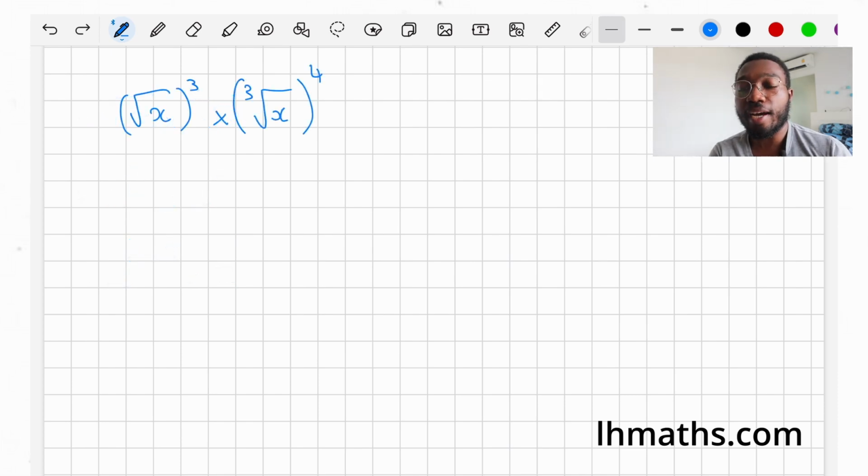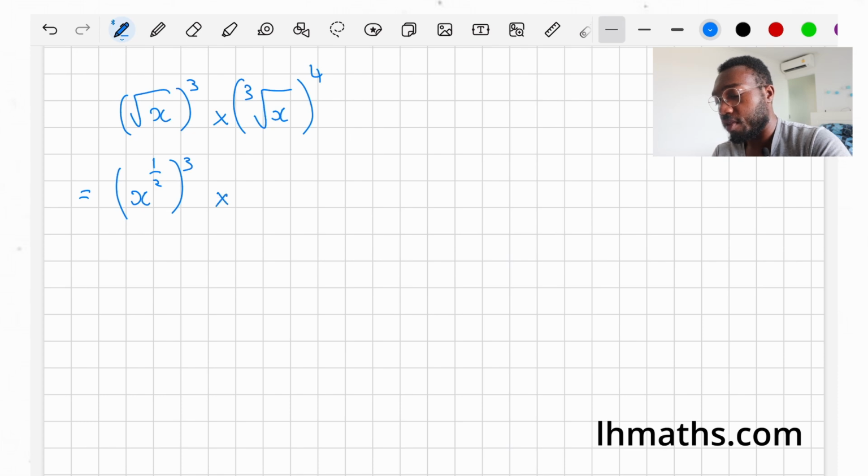Okay, so for this question, we have the square root of x, and that is all cube rooted, and then we also have the cube root of x, and that is all raised to the power of 4. So again, for this question, what I would do is rewrite the roots as fractional indices. So if we do that, we get x to the power of a half, and that is all raised to the power of 3, times x to the power of a third, and that is all raised to the power of 4. And now when we have indices like this, we can just multiply them together.